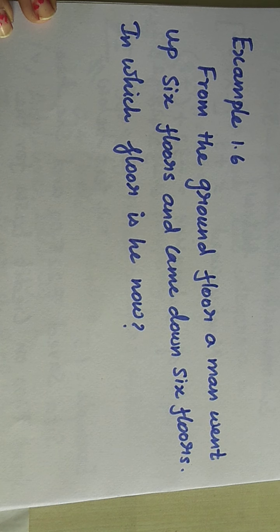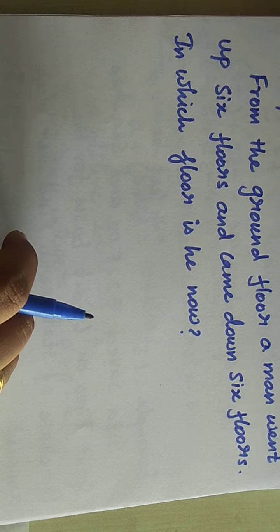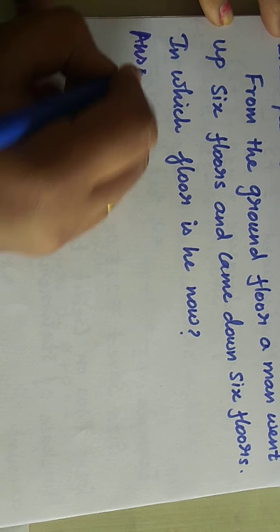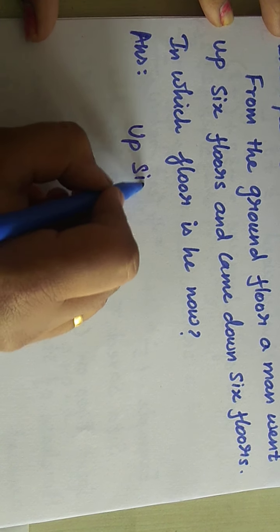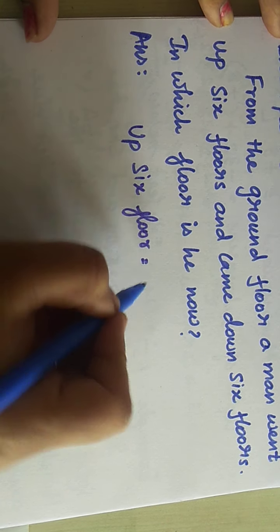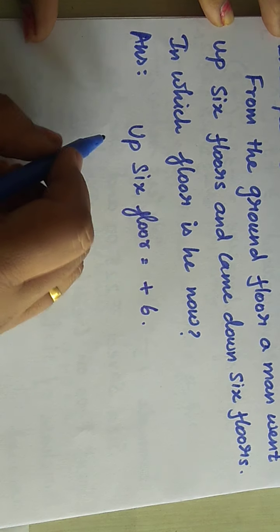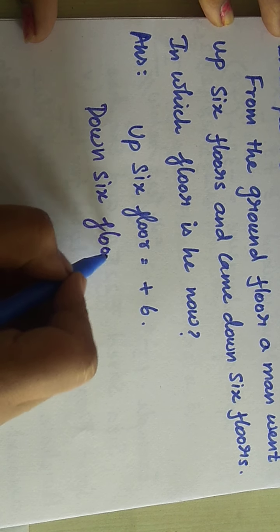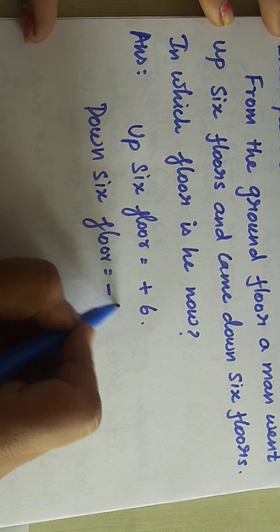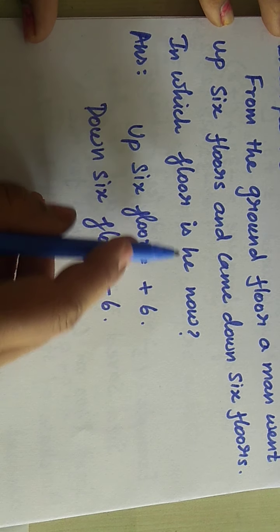Now the next question is example 1.6. From the ground level, a man went up 6 floors and came down 6 floors. In which floor is he now? Now how we have to find the answer: a man went up 6 floors, so up 6 floors means we write it as plus 6. Then he came down 6 floors, so down 6 floors means we write it as minus 6. So in which floor is he now?